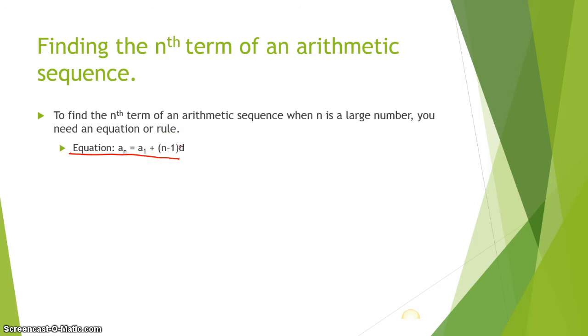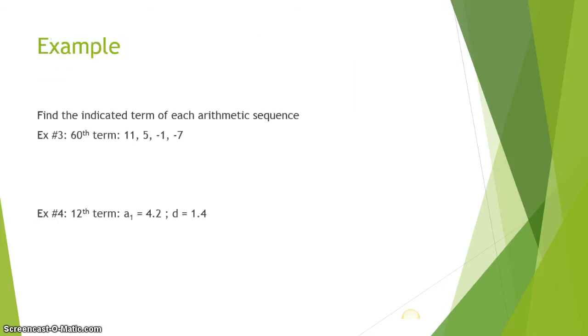So let's do some examples recognizing and finding the nth term of an arithmetic sequence. The first example, it says find the indicated term of each arithmetic sequence. So here I have 11, 5, negative 1, and negative 7. I first need to find the common difference that's taking place between each term. So I start with 11 plus a value is going to equal 5. To find this value x, I'm going to subtract 11 to each side. 5 minus 11 is going to give me x equals negative 6.